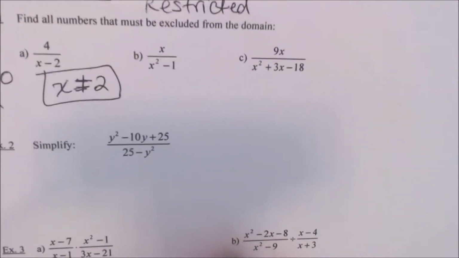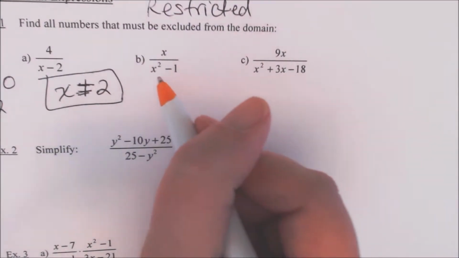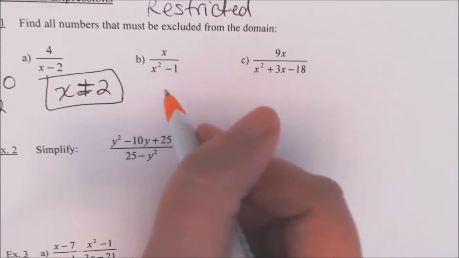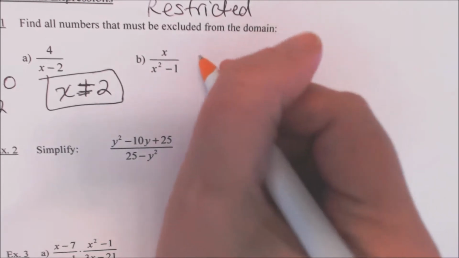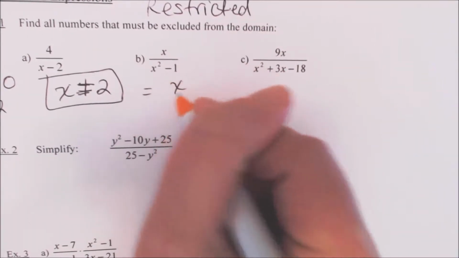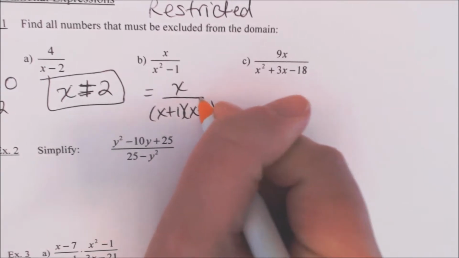Let's take a look at the next example. We have x squared minus 1. This needs to be factored. Remember in the last section, we talked about factoring a difference of squares. Hopefully you recognize that's what this is. This turns into x divided by x plus 1 times x minus 1.